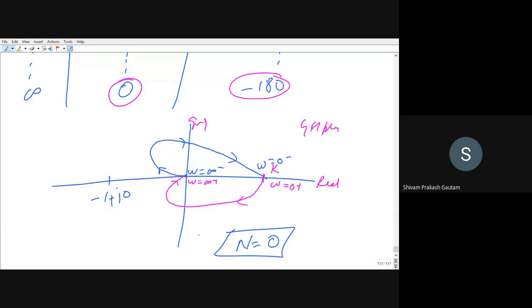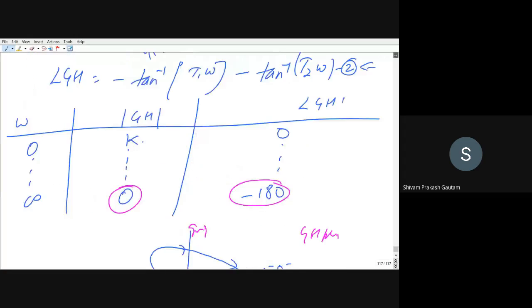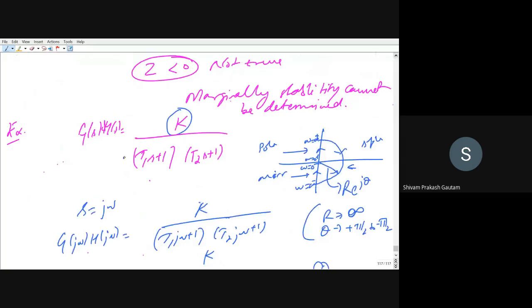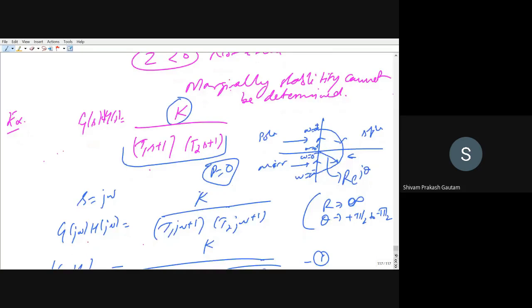And how many open loop poles are on the right hand side? See from the open loop transfer function. This is our open loop transfer function. There are 2 poles and both are on the left hand side. There are no poles on the right hand side, so P will be equal to 0. So N we have calculated from the Nyquist plot as 0, and P is equal to 0.